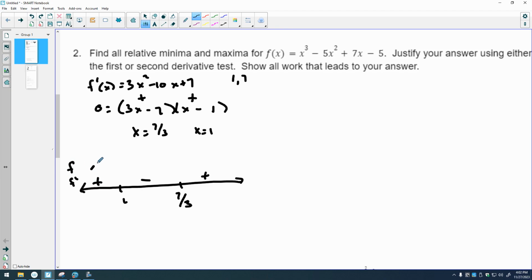If my derivative is positive, that means my function is increasing. Now my function is decreasing. Now my function is increasing, so I can see maxes and mins very visually, in case I forgot. So I know that 1 is a max, so I need to know what is f of 1. So I plug 1 into here, and so on. So f of 1 is equal to 1 minus 5 plus 7 minus 5, which is what? Negative 2? Yeah. So f of 1 equals a negative 2.